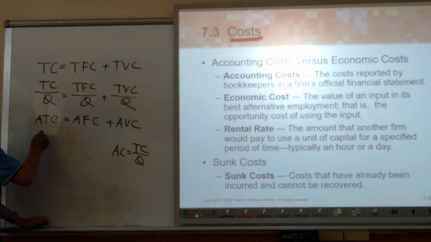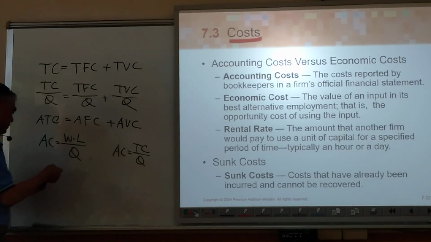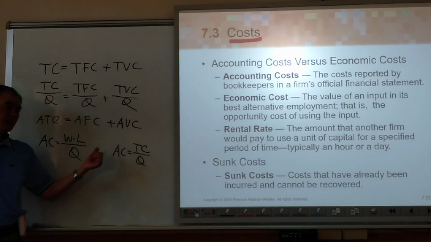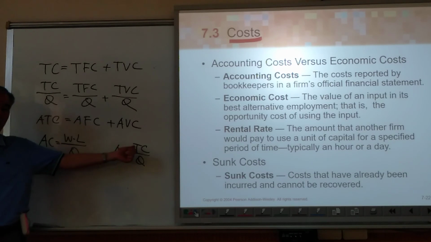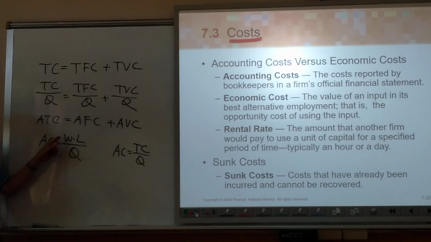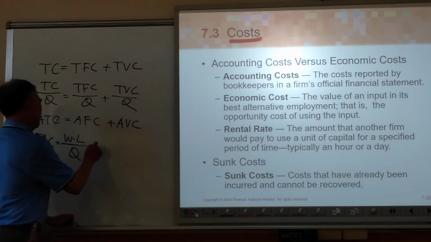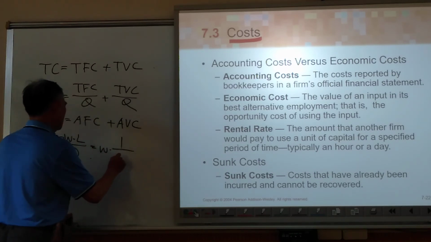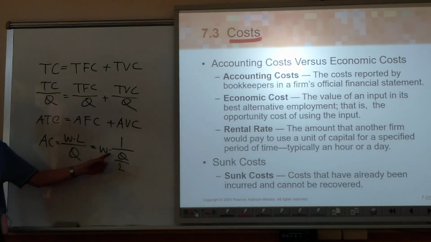Okay, so AC is equal to W times L divided by Q, right? Because we say labor is the only input, okay? And total cost is the amount of labor times the price of labor, so this is what you get, total cost, okay? And the same thing, so we're going to have W times 1 over Q divided by L. So this one is actually equal to that one, okay?